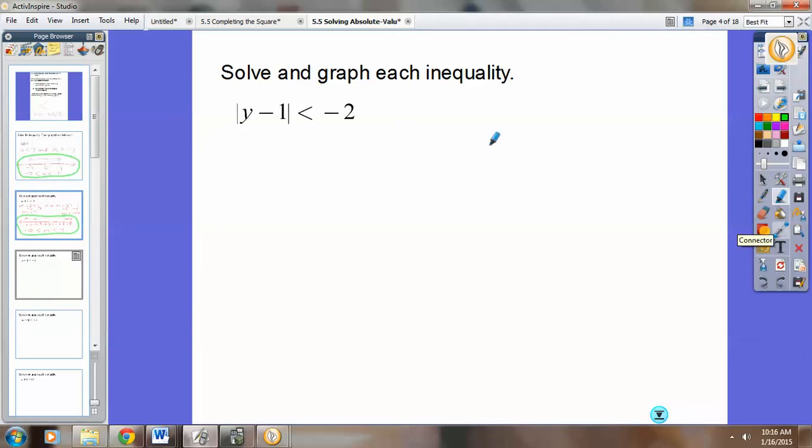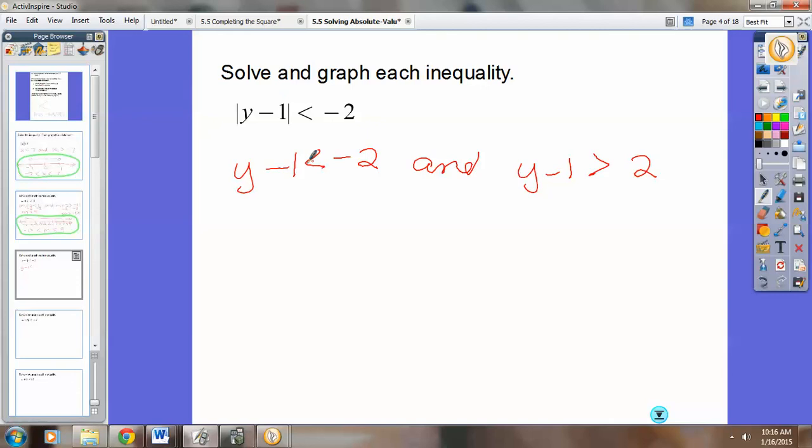Let's look at this one. The absolute value of y minus 1 is less than negative 2. How do we know this is going to be an and, other than I told you they're all going to be ands? What tells us that? Less than is and. So let's set up our two inequalities. Y minus 1 is less than negative 2, and y minus 1 is greater than positive 2.